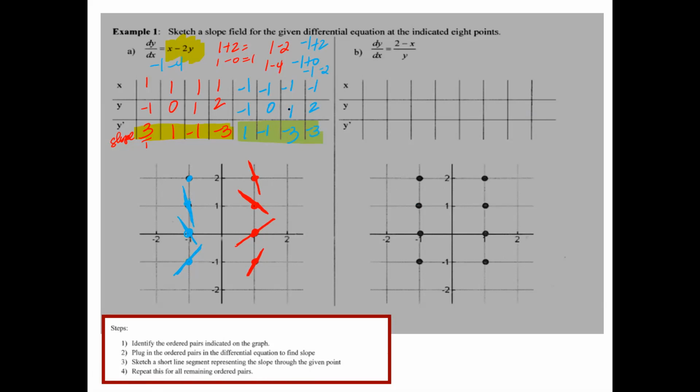Oh, you know what? I made a typo here. Hold on a second. This one should be a negative 1. Yeah, it should be a negative 1. So this should be less steep. Sorry about that. Like that. There we go. And then the next one should be a negative 3. There we go. So generally, that's what you're going to be doing with your slope field.